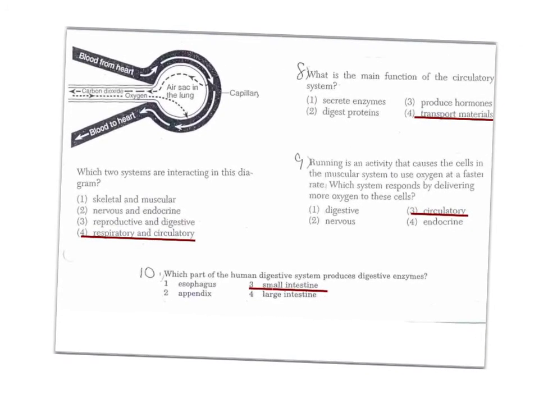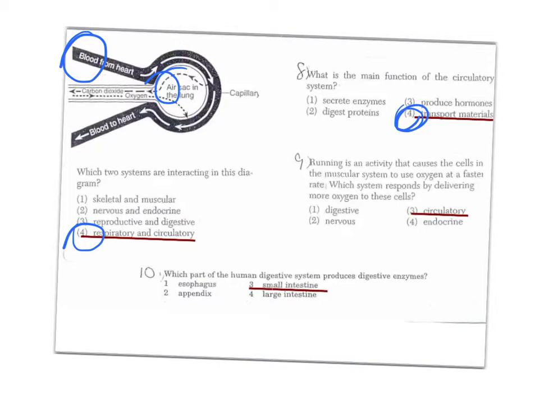Okay. So, which two systems are interacting in this diagram? Well, you have blood and air. So, circulatory and respiratory. Number 8, what is the main function of the circulatory system? It's to transport materials. That's what the circulatory system does. It's trying to get the gases to the cells, or whatever it's trying to get, to the cells through the blood.